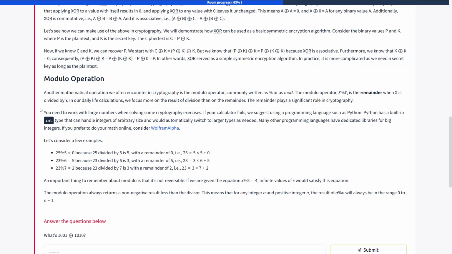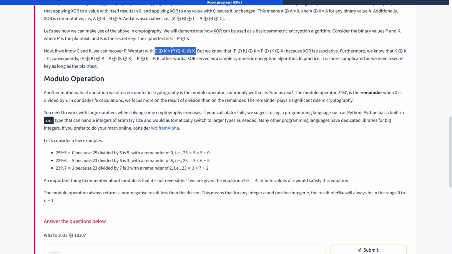Consider the binary values P and K, where P is the plaintext and K is the secret key. The cipher will be P XOR K. So let's take this equation, C equals P XOR K. Now if we XOR K on both sides, then we would get this equation, C XOR K equals (P XOR K) XOR K.